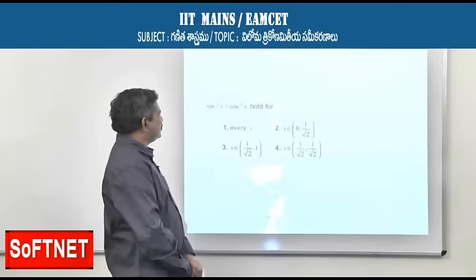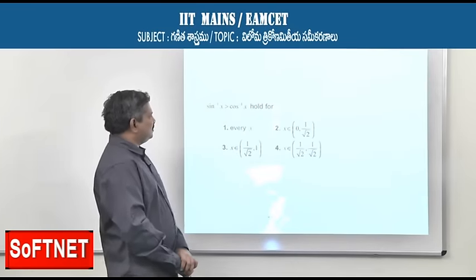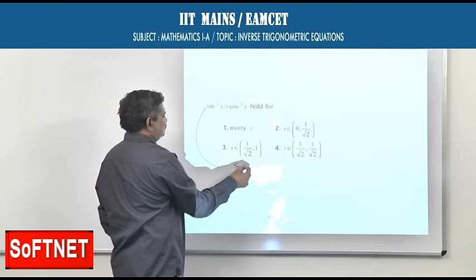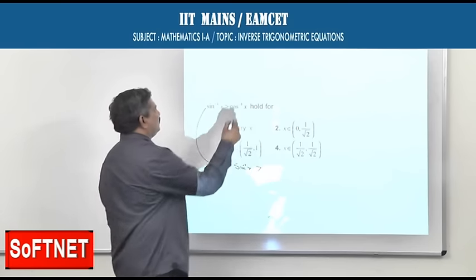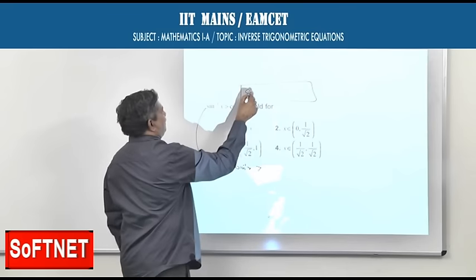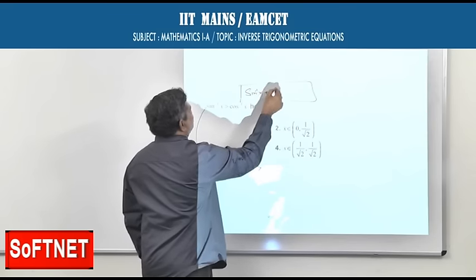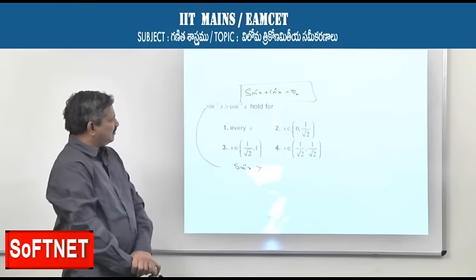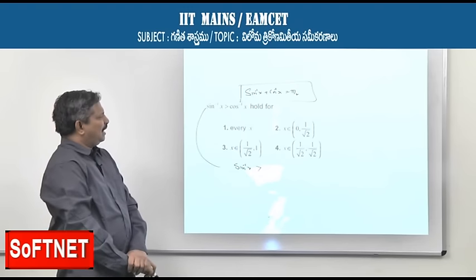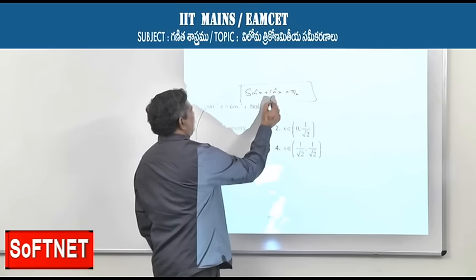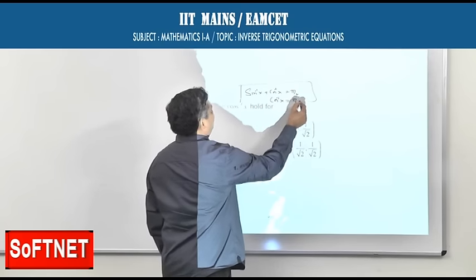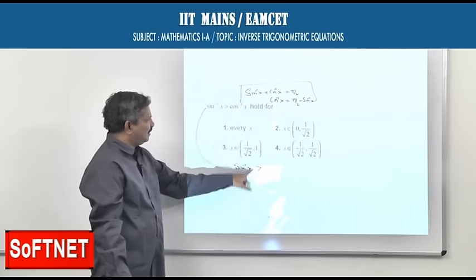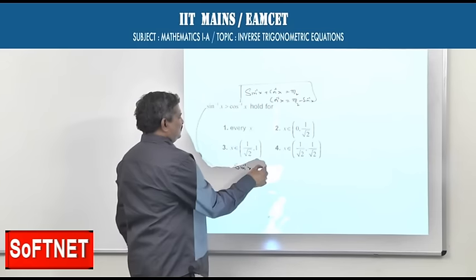See, if sin inverse x is greater than cos inverse x, for what values it holds good, they are asking. So, I will write like this. Sin inverse x greater than cos inverse x. Already we know that sin inverse x plus cos inverse x is pi by 2. I want cos inverse x from this. Cos inverse x equal to pi by 2 minus sin inverse x. So, sin inverse x is greater than, what is cos inverse x? Pi by 2 minus sin inverse x.